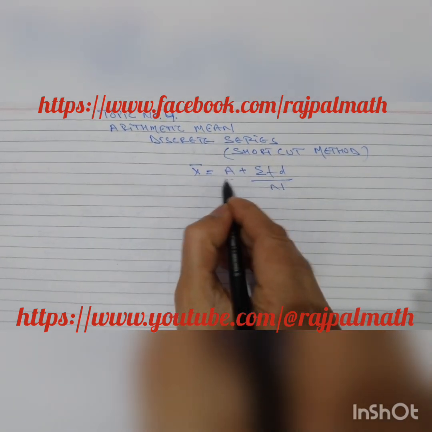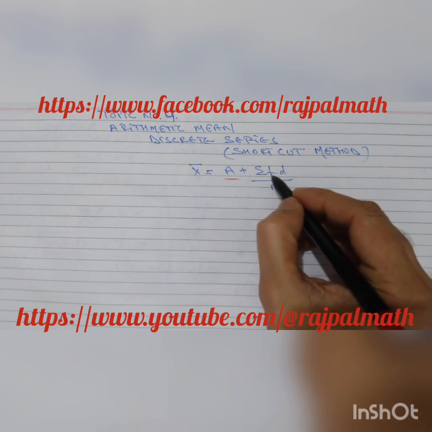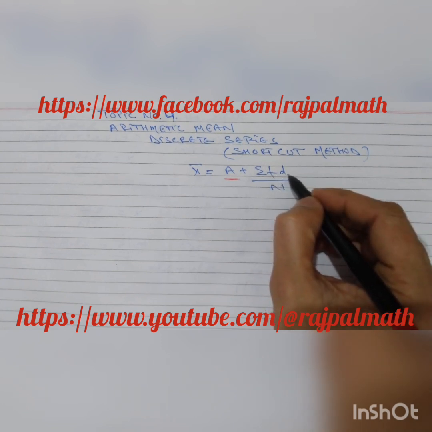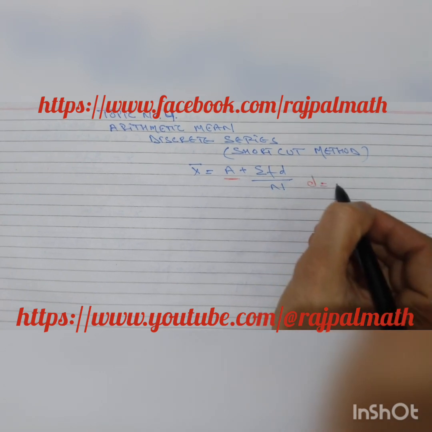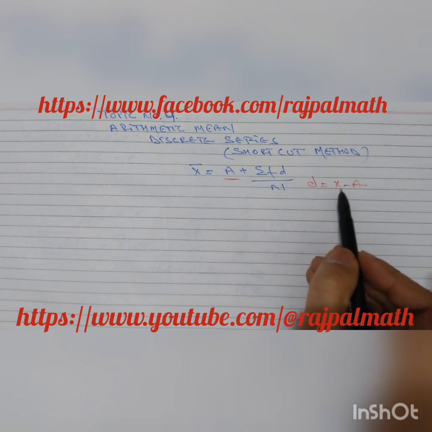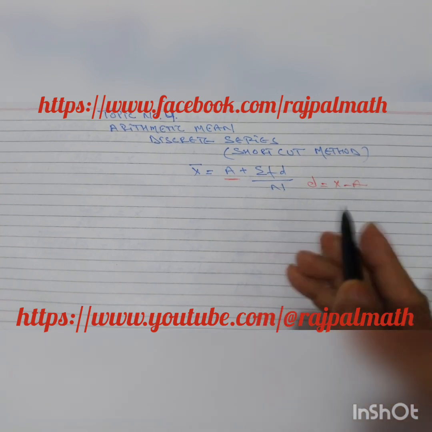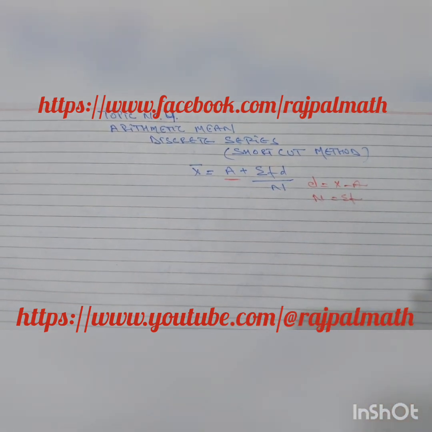a equals assumed mean, f is frequency, d is deviation from a, d equals x minus a, deviation of x from a, and n equals sum total of the frequency, summation f.